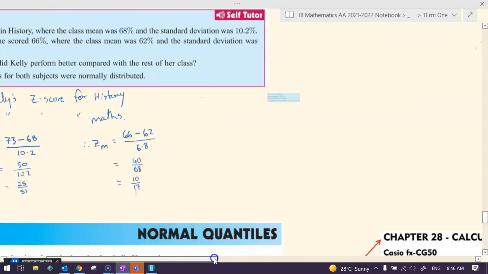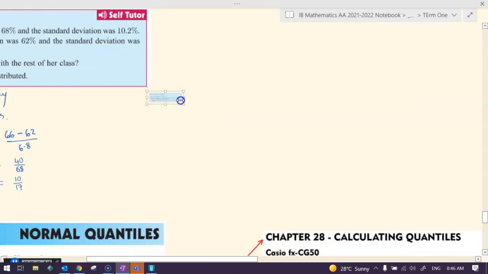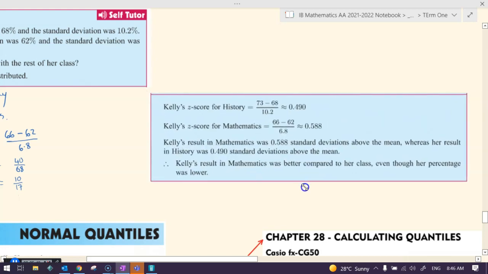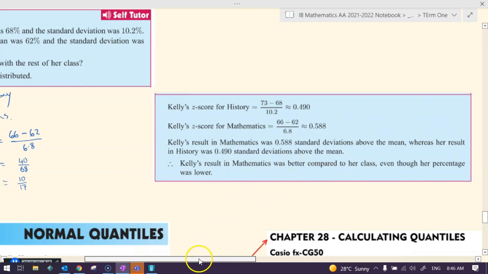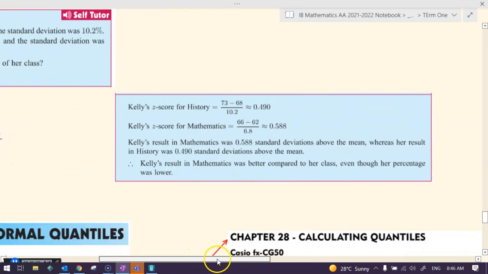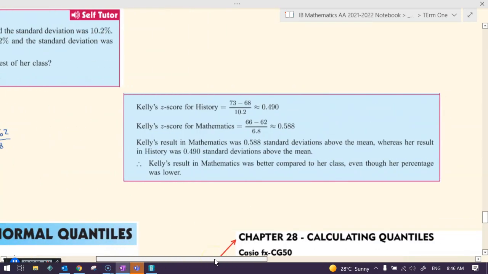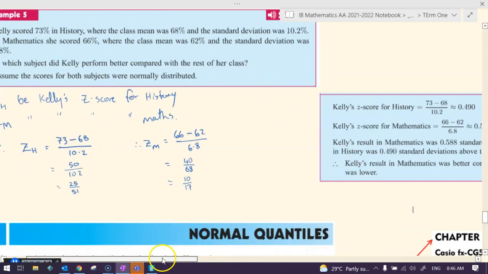And I've pre-copied the answer in here so we can confirm that we got exactly the same calculations. Here they've converted them into decimals, which is fine. It would probably be in a calculator exam, so that would be all right. So Kelly's result in mathematics was a better performance relative to her peers than her score in history, even though her history mark was higher. Not that it affects you guys as much, but in the QCAA, this has a big part to play in determining their ATAR. It's important that your performance relative to the performance of others in the group is important.